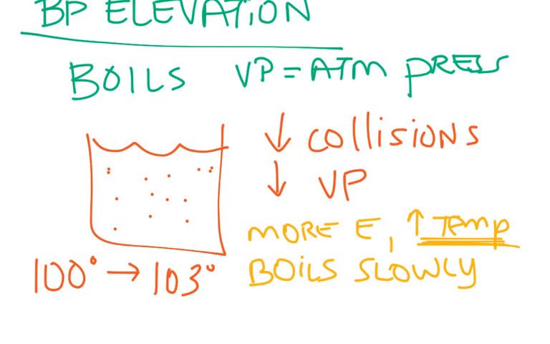But the fascinating thing is it wouldn't have to be salt. If you add any solute to water, you are going to see boiling point elevation. In theory, you could put sugar in the water. You could put alcohol in the water. It's still going to cause that boiling point to go up.